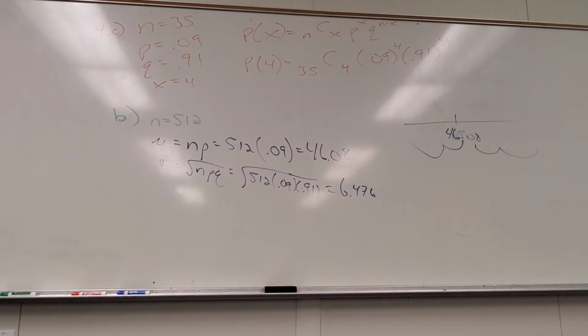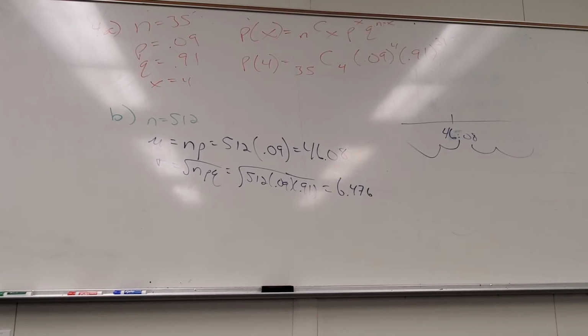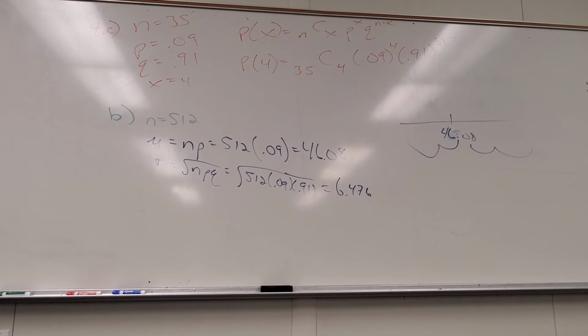Let me just show you. This is nothing. If you don't like what I'm about to do, this is what I do. Let me do the standard deviation. So if I do the square root of 512 times 0.09 times 0.91, bam! You don't have to do this at all, but I just want to show you. Watch this. Times 2, store in x, and then I can just go 46.08 minus that and 46.08 plus that. Bam.